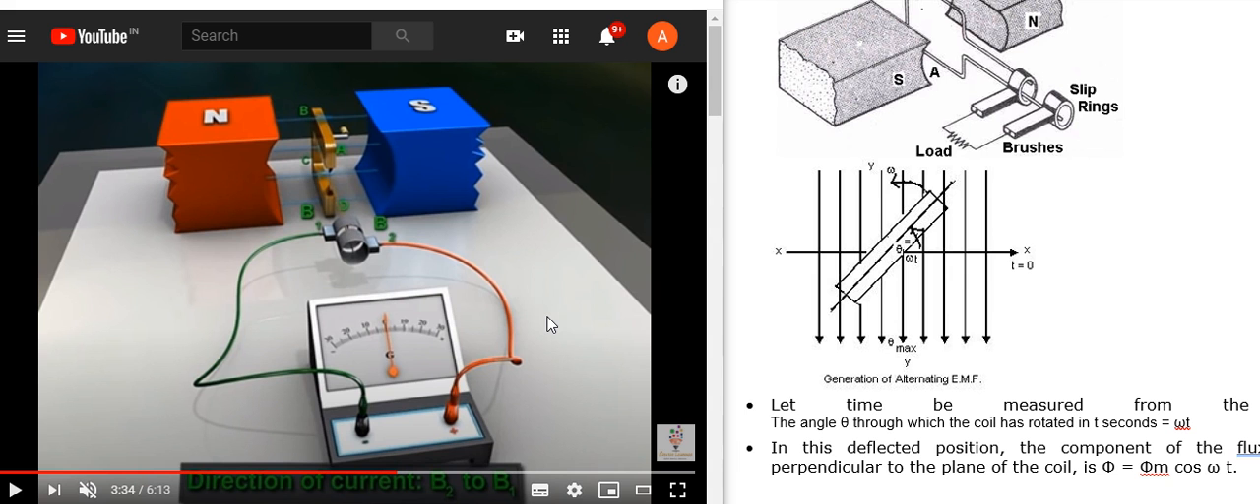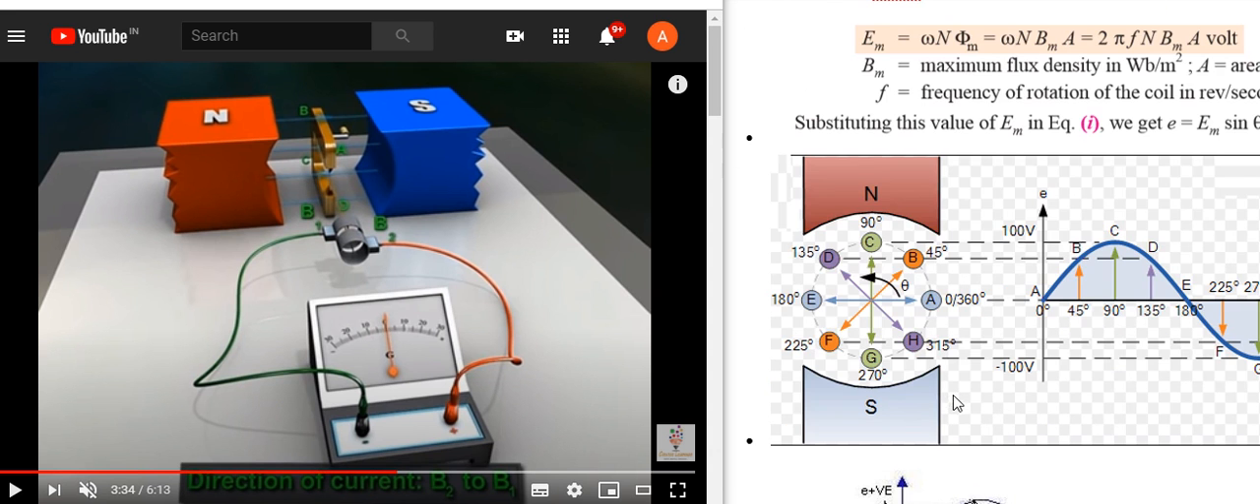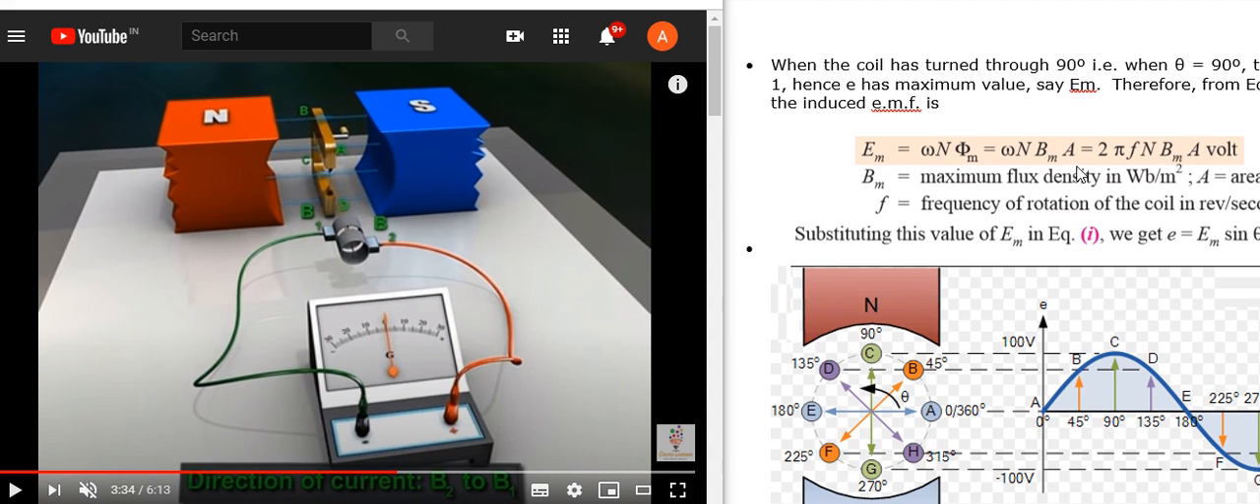Next we can see how alternating voltage is generated by rotating this coil. If the coil is at the initial position, the galvanometer shows zero deflection. Viewing the coil from the front, here is your north pole and here is your south pole. This is the current position of the coil at point A, parallel to the magnetic field.